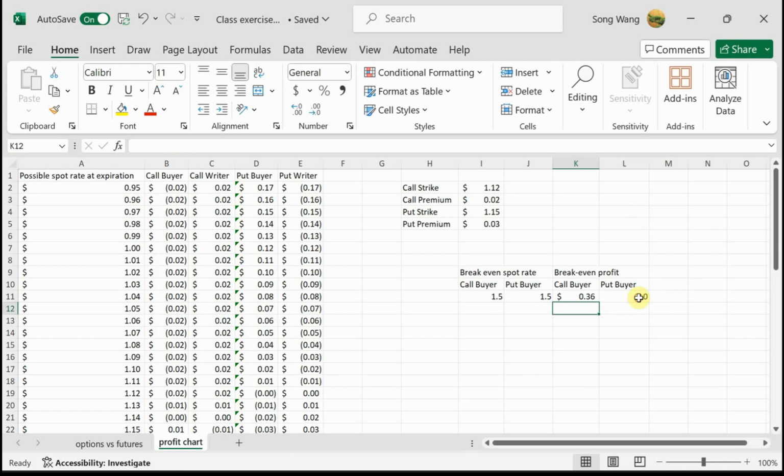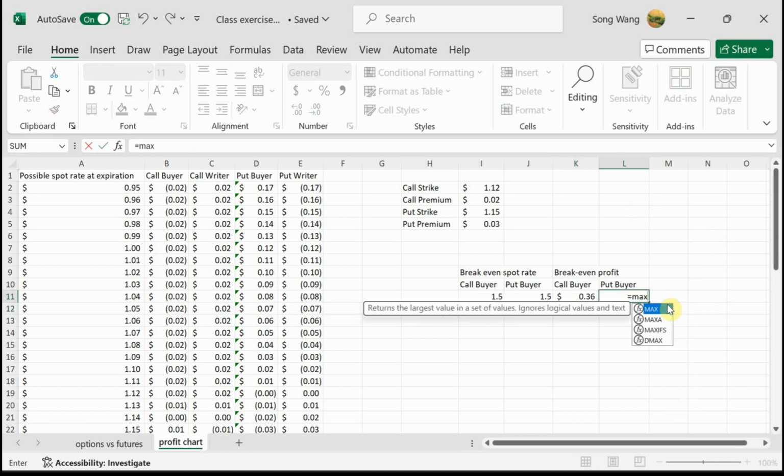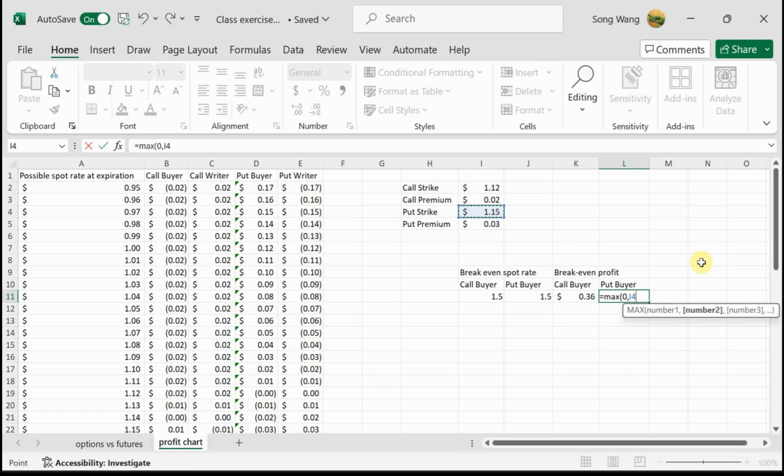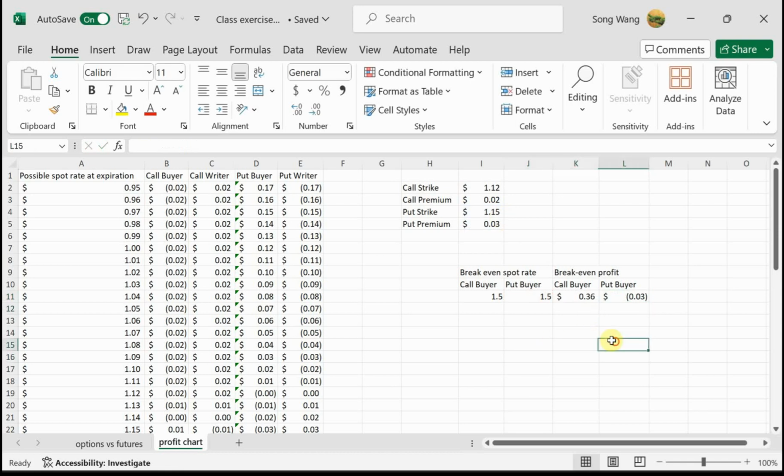And for the put option buyer, again, it's a max of either 0 or you sell at the strike, that's a positive cash flow for you, minus the spot. So you're going to buy spot, sell at strike as put option buyer, and then you pay for the premium. So you can see when the spot rate is at 1.5, the call option buyer is making money, and the put option buyer is losing money.